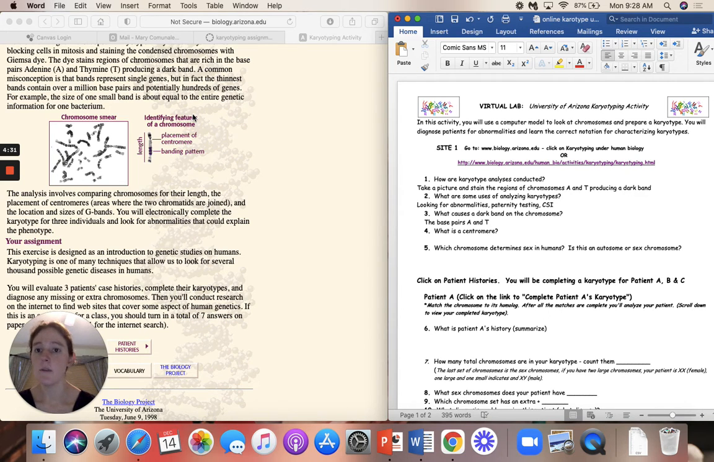What is a centromere? Let's see, where did we have that? That would also have been part of our notes, but if you don't remember it, here it is, centromeres, areas where the 2 chromatids are joined.